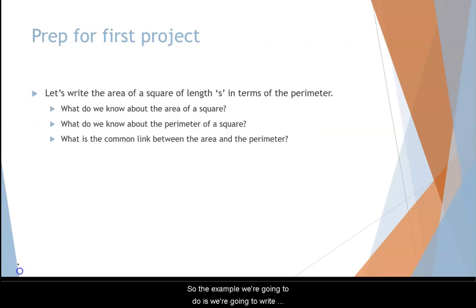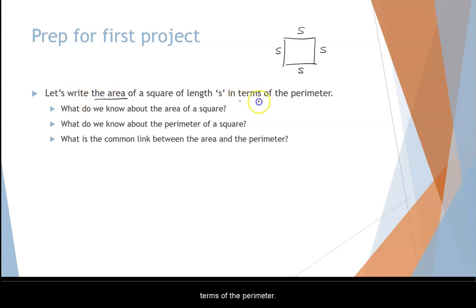So the example we're going to do is write the area of a square of length S in terms of the perimeter. I like starting with a picture. So I'm going to sketch a quick square, and its side length is S. And I know all of the sides are the same because it's a square. What do we know about the area of the square? I want to start with that because I'm supposed to write the area of the square in terms of the perimeter. So that means my answer should be A equals something going on with P.